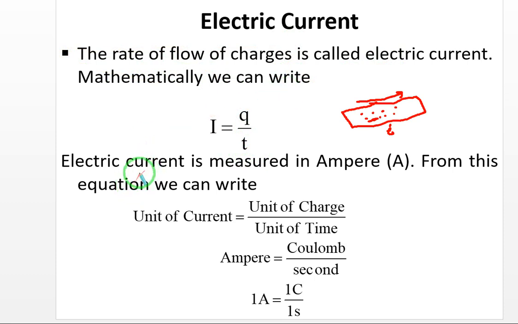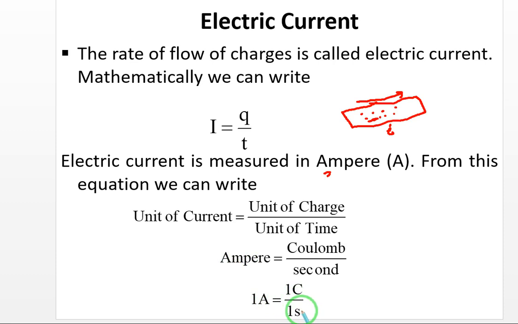Electric current is measured in ampere. This is the SI unit of current. What is the SI unit? It is ampere. From this equation we want to find out the units of current: unit of charge over unit of time. What is the unit of charge? You know about that, it's the coulomb. The unit of charge is coulomb and the unit of time is second. So 1 ampere is equal to 1 coulomb divided by 1 second.